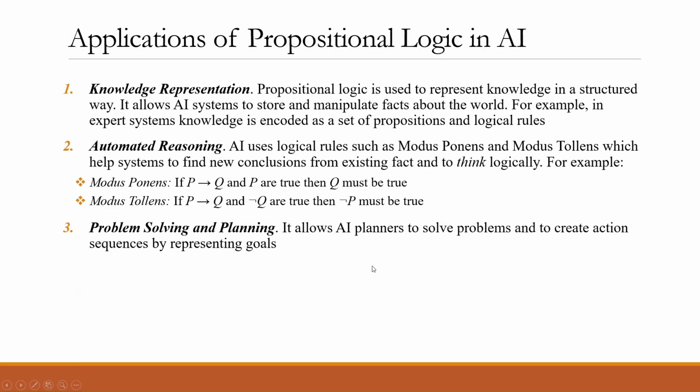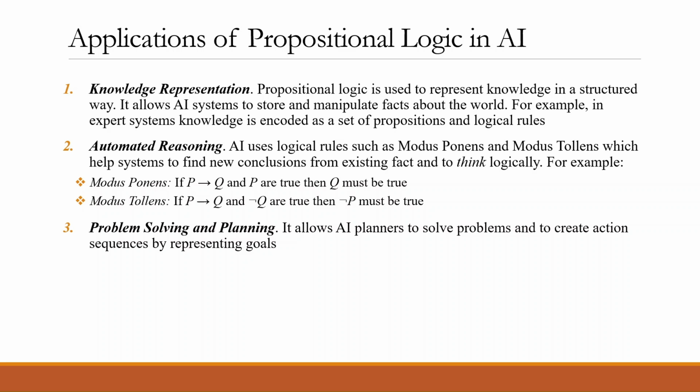Some applications of propositional logic in artificial intelligence. Knowledge representation. Propositional logic is used to represent knowledge in a structured way. It allows artificial intelligence systems to store and manipulate facts about the world. For example, in expert systems, knowledge is encoded as a set of propositions and logical rules. Automatic reasoning. Artificial intelligence uses logical rules such as modus ponens and modus tollens, which help systems to find new conclusions from existing facts and to think logically.